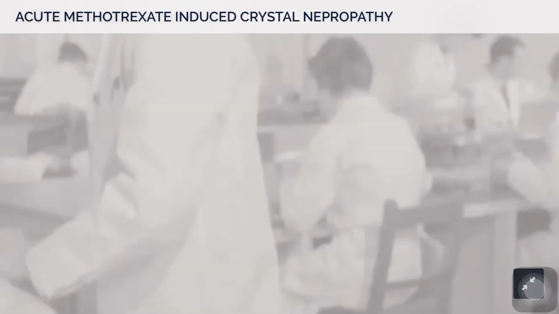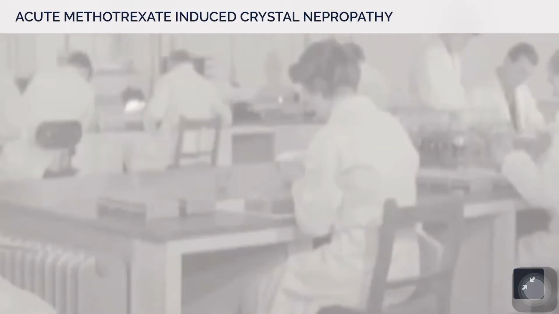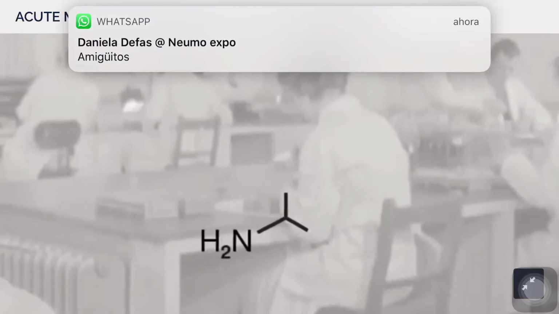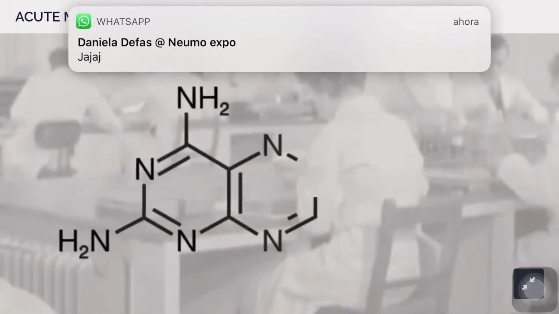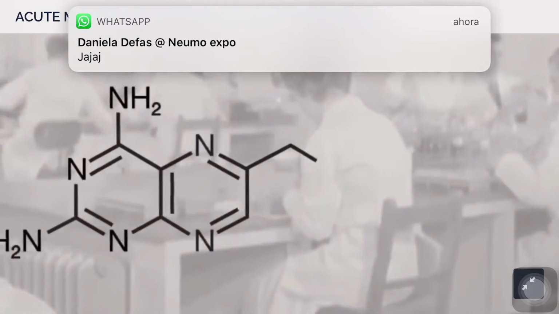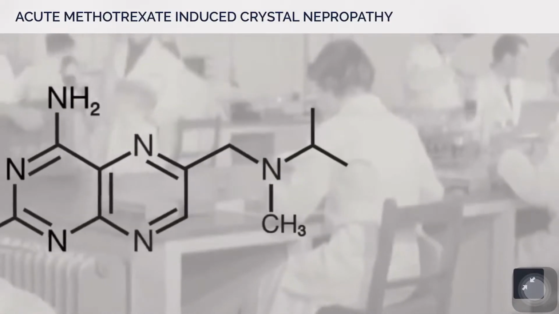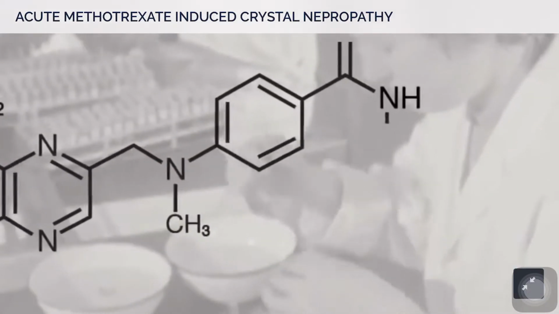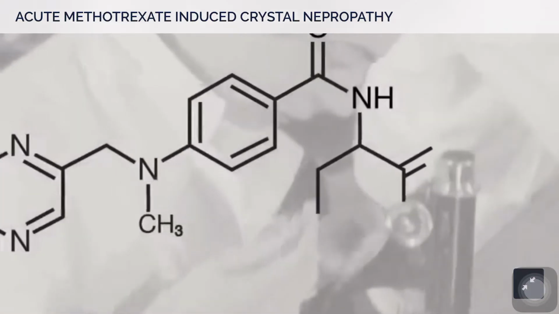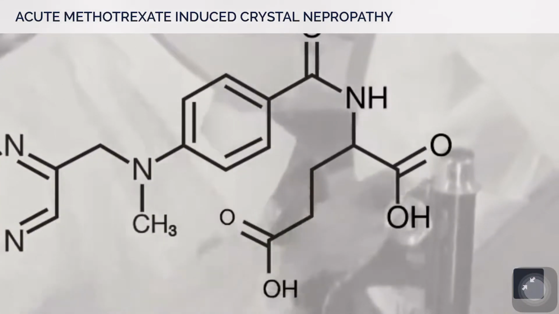Since the 1940s, methotrexate, known as MTX, has been used as an antimetabolite to block cell proliferation in neoplastic diseases. While the rationale for using MTX to treat rheumatoid arthritis was presented in 1951, it took another 30 years before the results of well-designed, placebo-controlled studies were available.